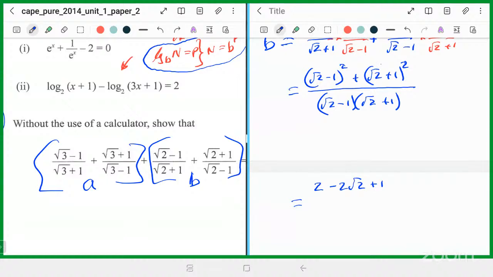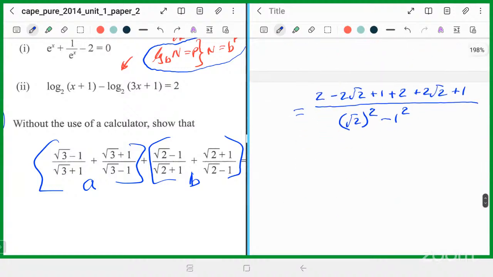And this one now over here. So this root 2 squared is 2. Then twice product of 2 is plus 2 root 2. And the second term squared is 1. And dividing all of that by this thing now, which is the difference of two squares, from this squared, root 2 squared minus 1 squared.